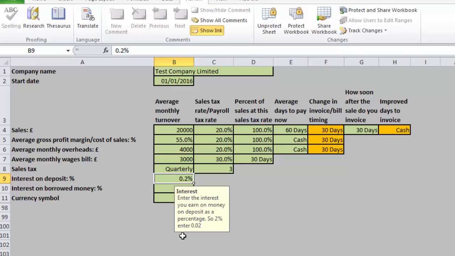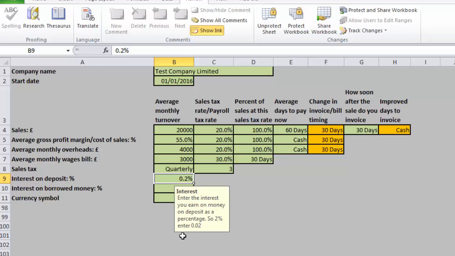The next cell is to enter how much money you would earn if money was sitting on deposit. What it assumes is that whatever your bank balance is, that effectively is what you'll accumulate there. Don't worry about transferring money to and from. It's just to try and get a gauge on how it will affect the amount of money you've got sitting or not sitting in your bank account, as the case may be.